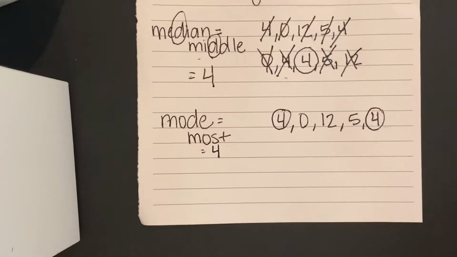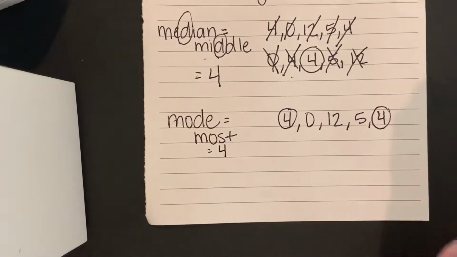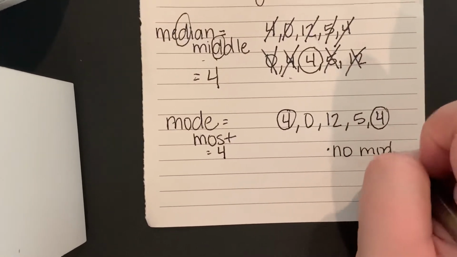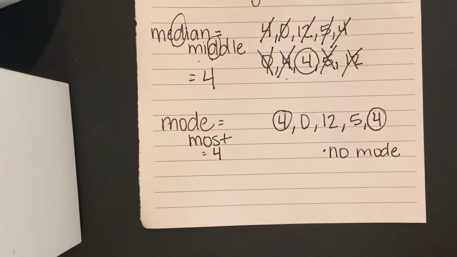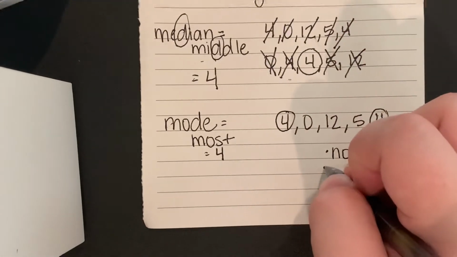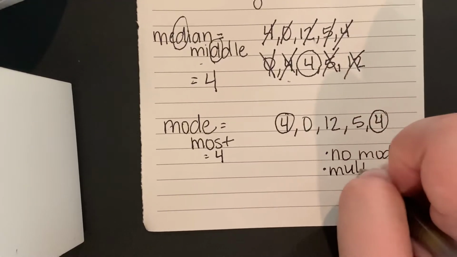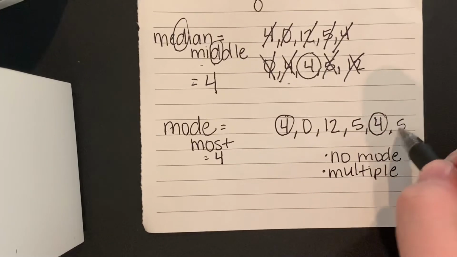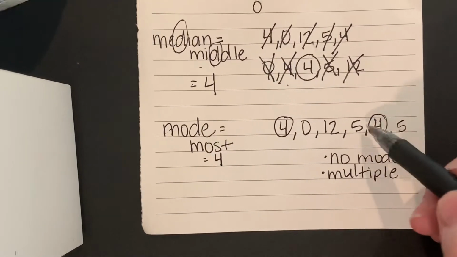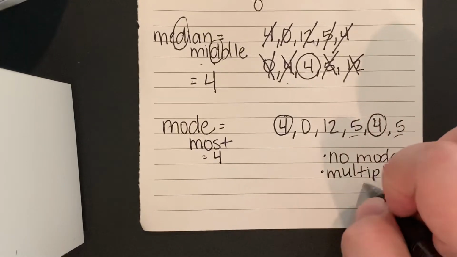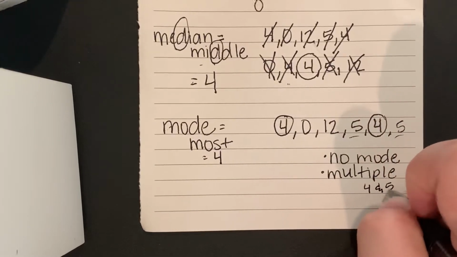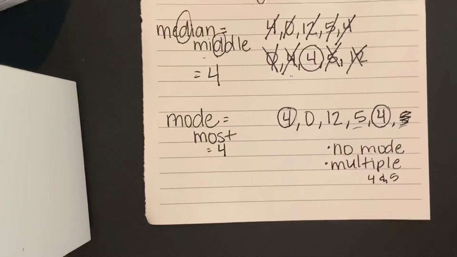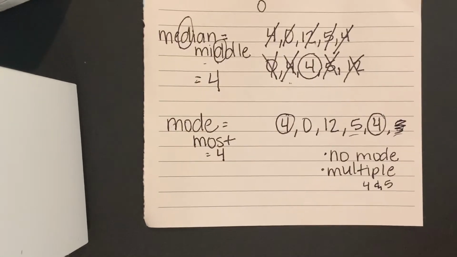Now, it's also important that I tell you guys there is such a thing as having no mode, meaning if all the numbers appeared only one time, there would be no mode. It is possible to have multiple modes. So let's say, for example, if this had another 5 here, okay, then 4 and 5 would have been the mode, and you would have had to have listed them both. So that's mode, pretty easy.